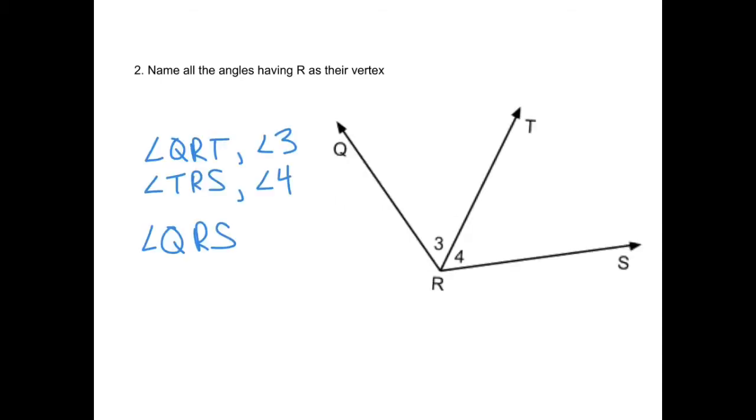In this example, we have 2 angles that share a ray, the ray RT in this case, and so when we're naming them, notice that it's angle QRT and angle 3 that reference this angle in here, angle TRS and angle 4 that reference this angle here off to the right, and then there is one whole angle, angle QRS.